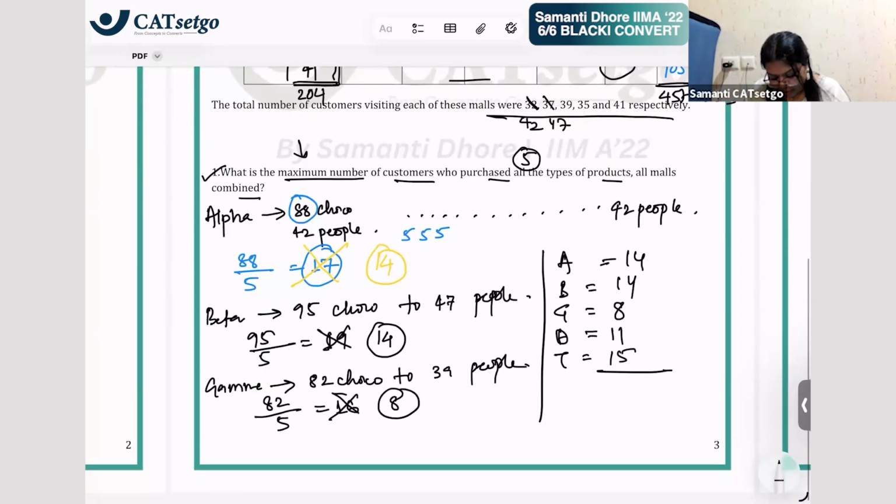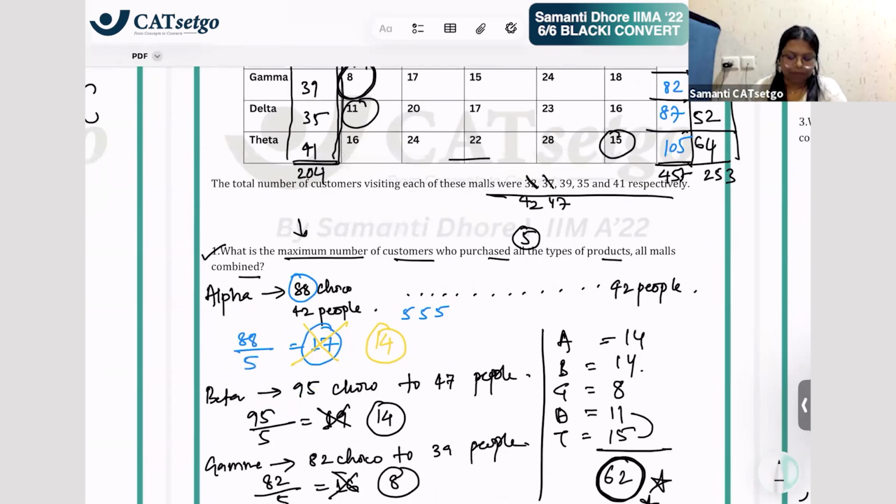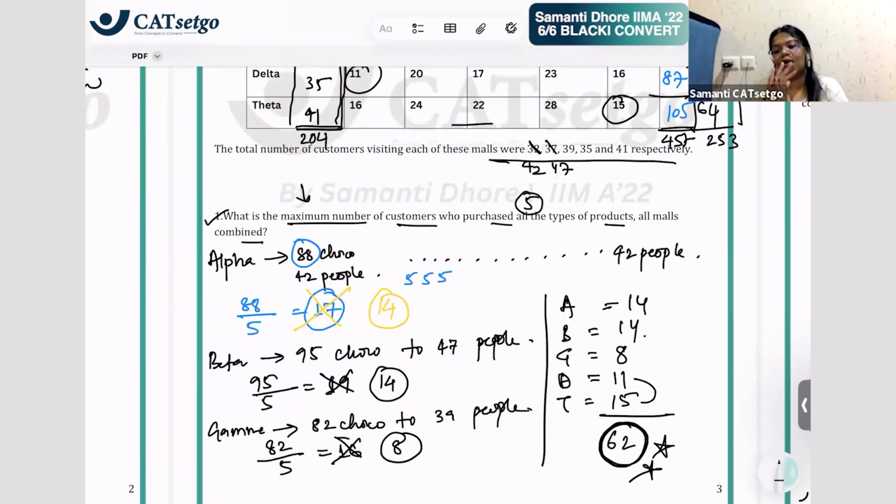What is the total here? 10, 20, 30, 40. And then this is 6 plus 4, right? 50, and then 12. 50 and 12 is how much? 62. So with all malls combined, how many people have ended up buying all 5 products? There are 62 people who ended up buying all 5. In total, 204 people have visited all the malls, but only 62 people are eligible, the maximum number of people who can buy all the products.